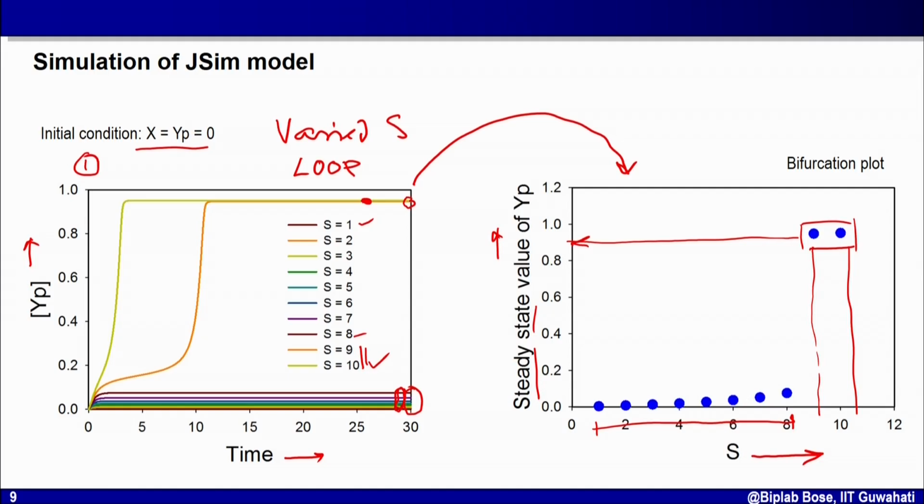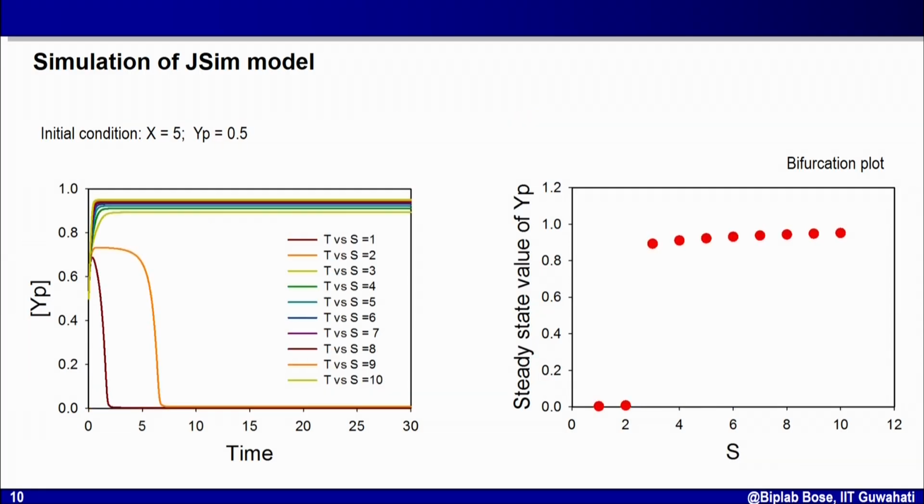So you can easily see this system has an interesting jump in steady state. If I start at x equal to 0, yp equal to 0, and keep on changing s up to s equal to 8, I will remain at a lower steady state. After that, if I increase s, make it 9 or 10, I will jump to a higher steady state. There is a drastic jump.